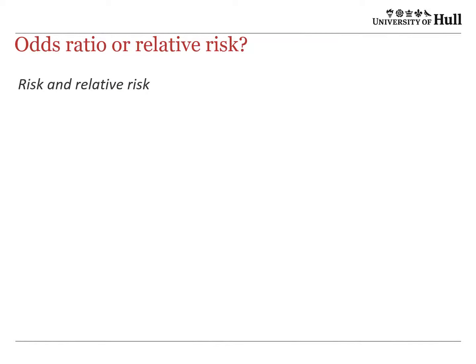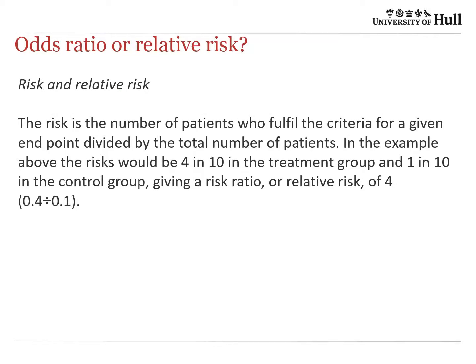Next, the risk or the relative risk means much the same thing. Risk is the number of patients who fulfill the criteria for a given endpoint divided by the total number of patients. So in the example above, the risks would be 4 in 10 in the treatment group and 1 in 10 in the control group, giving 0.4 and 0.1 respectively. If you divide 0.4 by 0.1, you get a risk ratio, or relative risk, of 4. In other words, there is a 4 times greater risk of having diarrhea in the treatment group than in the control group.